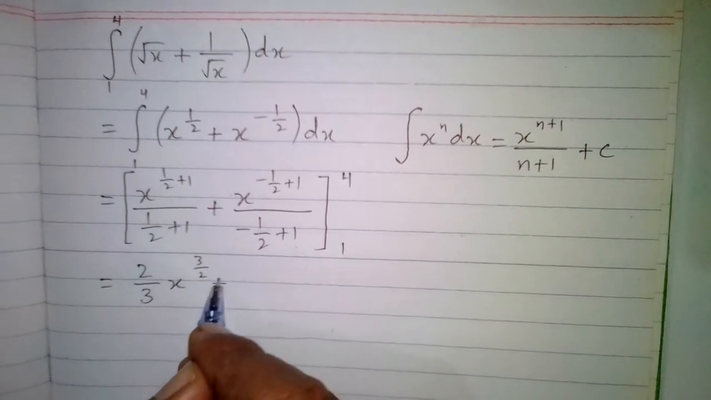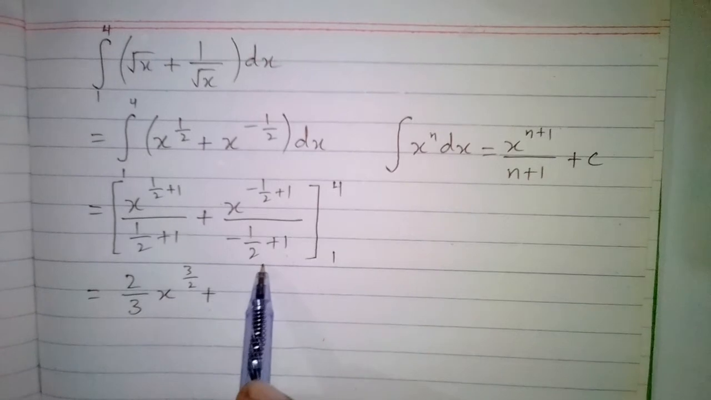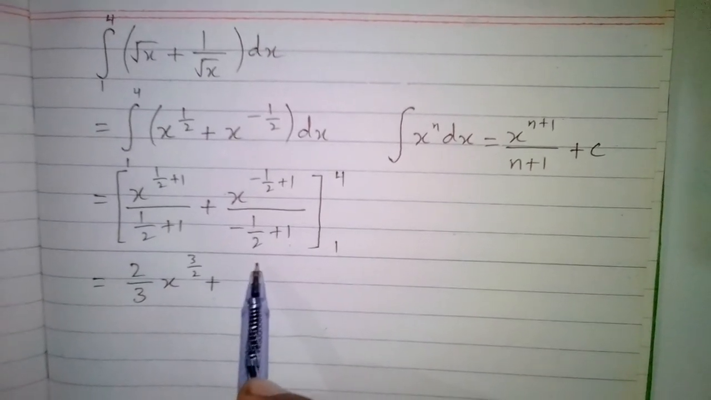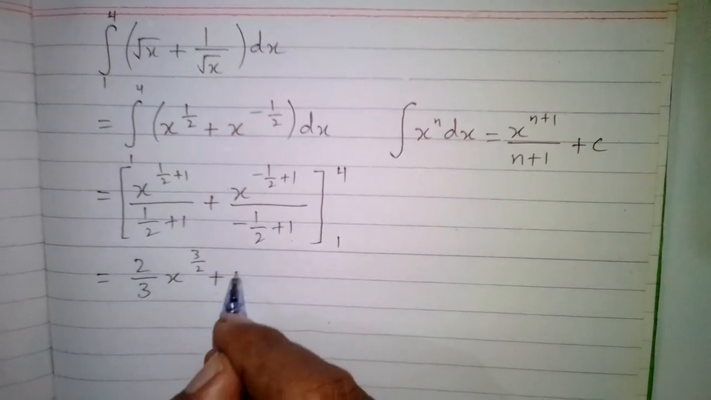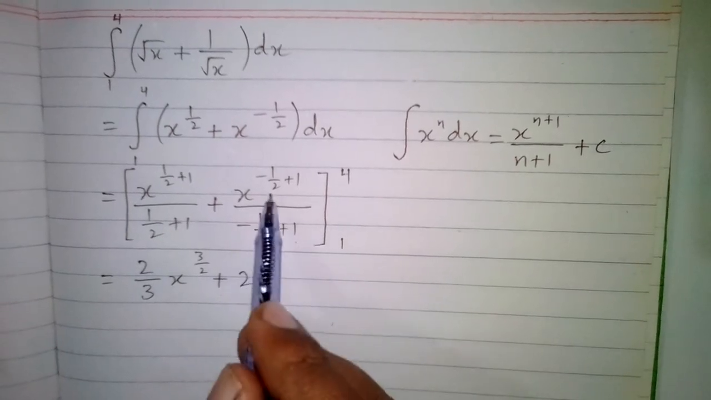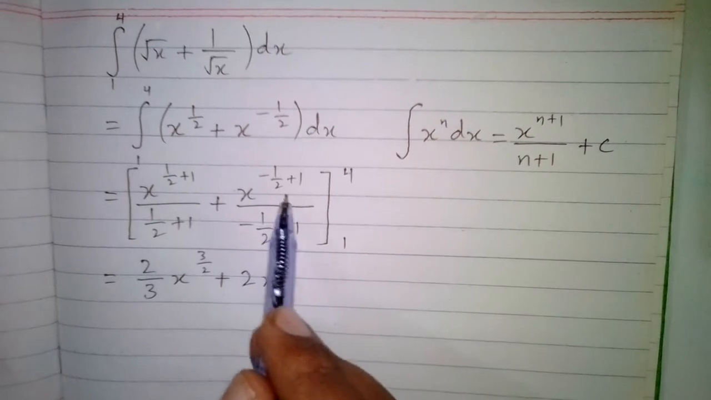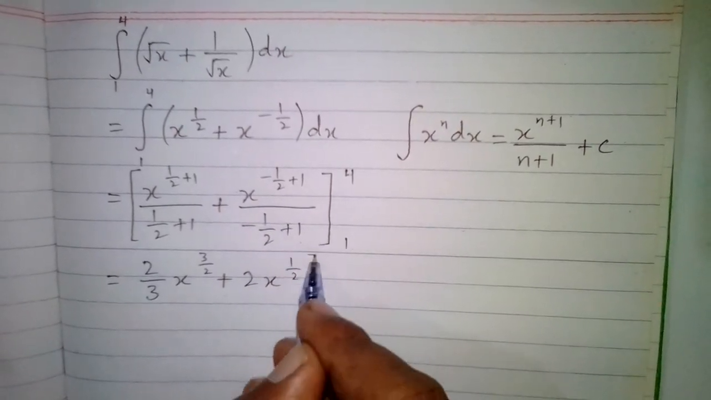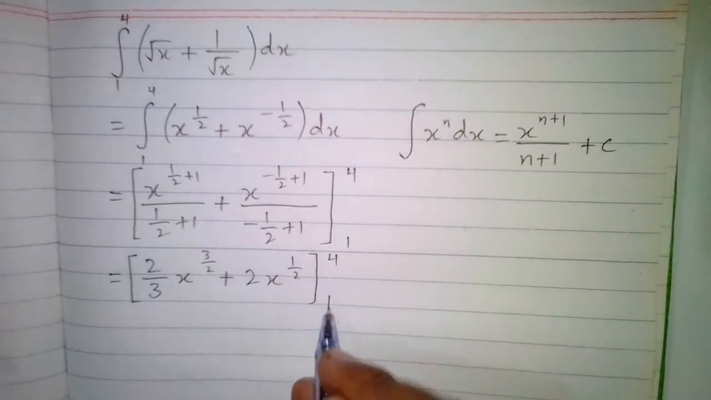and then plus, now minus 1 upon 2 plus 1 is 1 upon 2, and since 1 upon 2 is in the denominator, we can write this as 2 as a coefficient of x, and in the power of x we will write minus 1 upon 2 plus 1, which is equal to 1 upon 2, and here we will write the upper and lower limit.